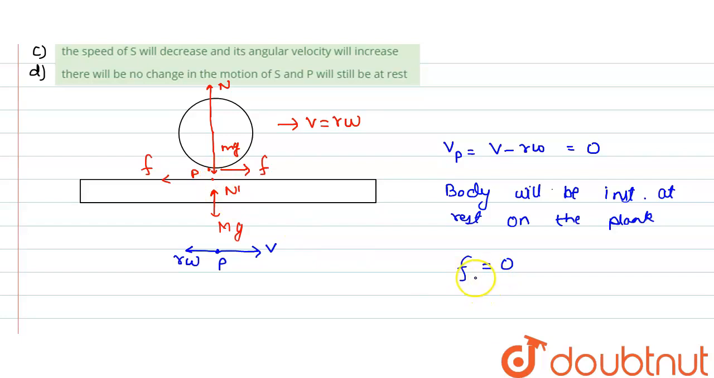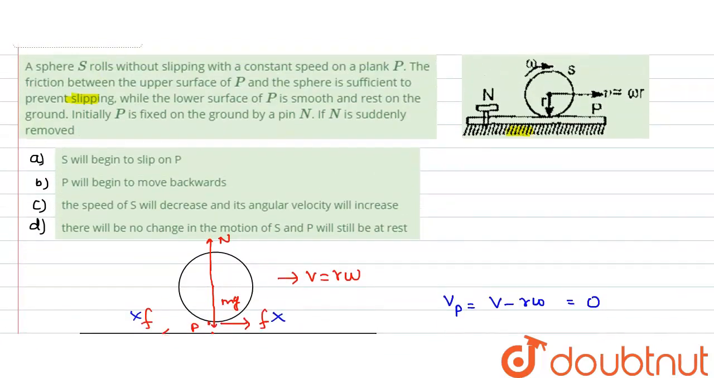So if frictional force is not present, this force is gone. Is there any horizontal interaction between the two? Is there any force which is trying to pull it in the forward or the backward direction? No, because the only interaction between the two in the horizontal direction would be the frictional force. But due to no relative velocity at the contact point, there is no frictional force. So if the frictional force is 0, there would be no change in the motion.